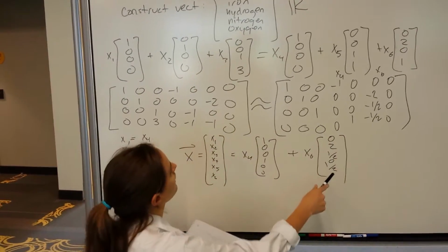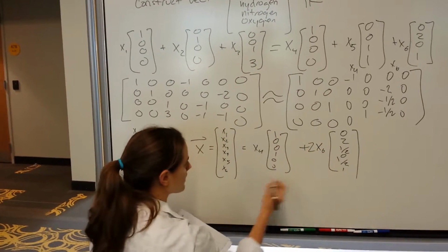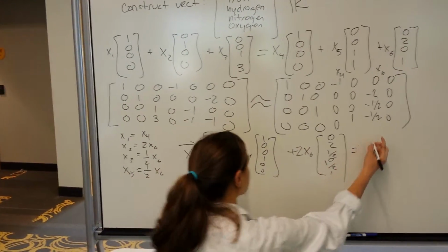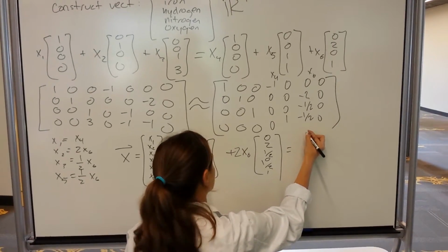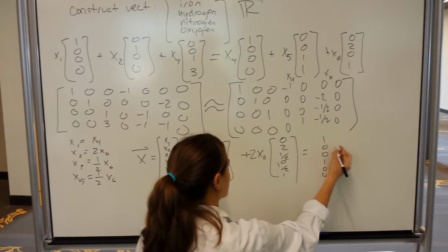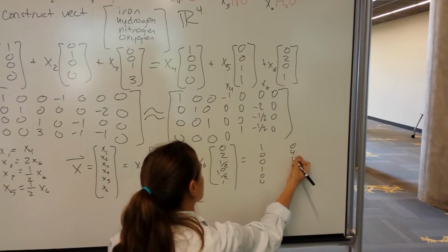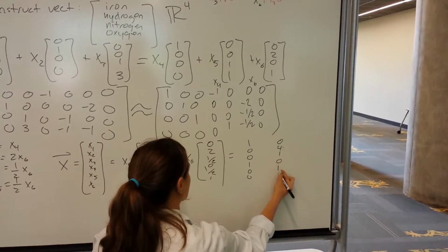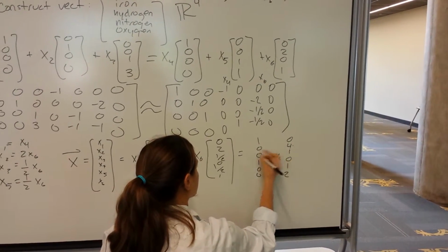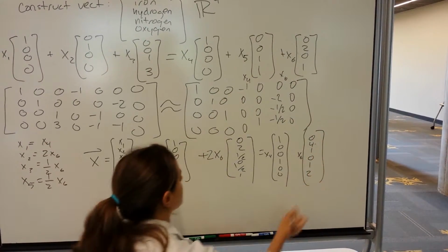So we can't have fractions as our coefficients, so we're going to multiply this by 2. And we'll get 1, 0, 0, 1, 0, 0, 0, 4, 1, 0, 1, 2, 6. And these are our coefficients.